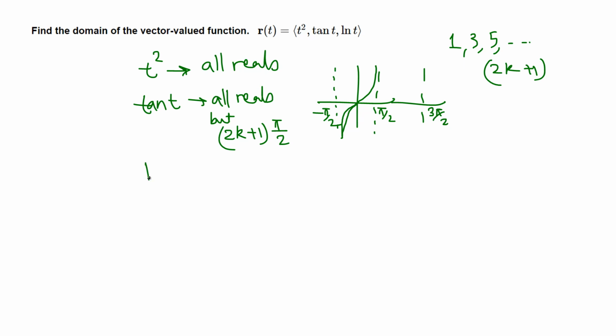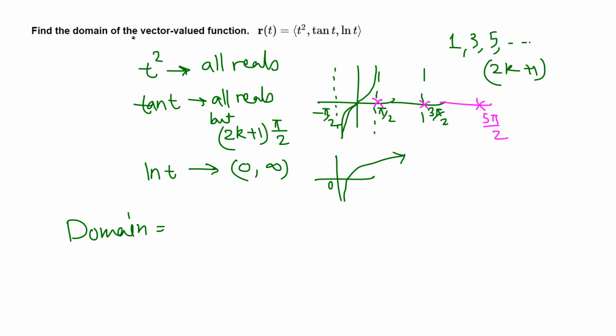And last component is natural log of t, and it's defined for only positive numbers. Okay, natural log of 0 is undefined. So the domain for this is 0 not inclusive all the way to infinity. So our domain will be anything bigger than 0. At the same time, due to tangent, we need to exclude these points: pi over 2, 3 pi over 2, 5 pi over 2, etc. So let me write that.